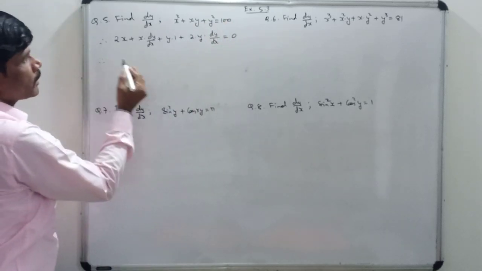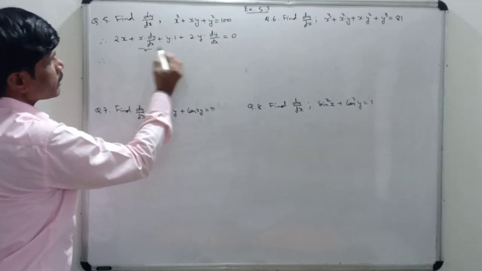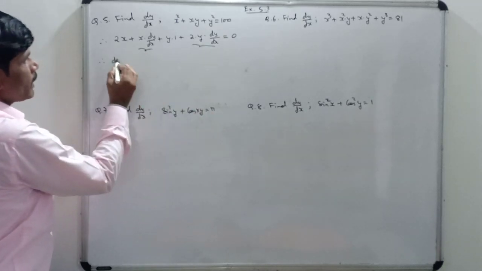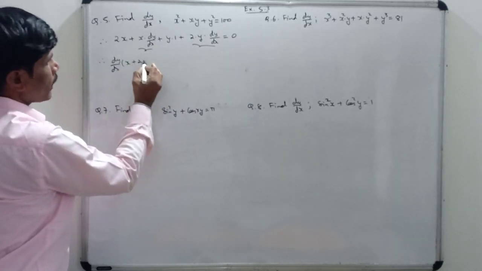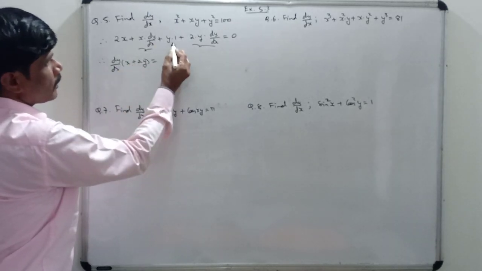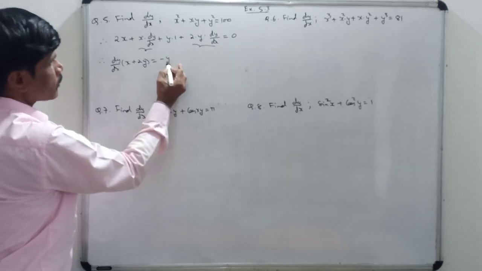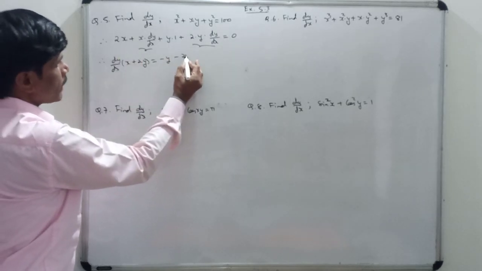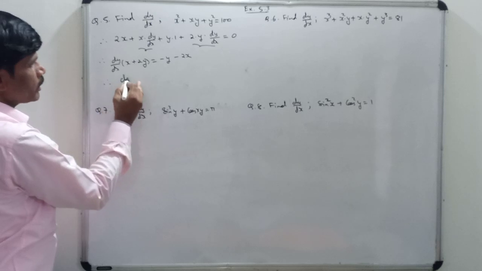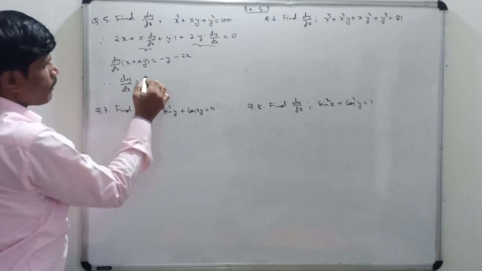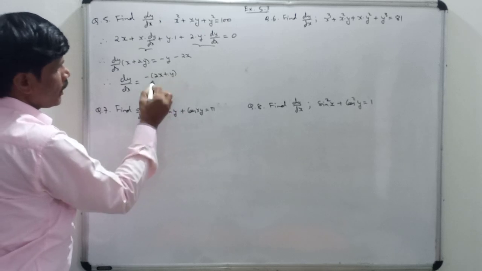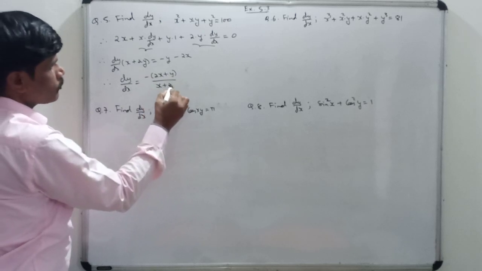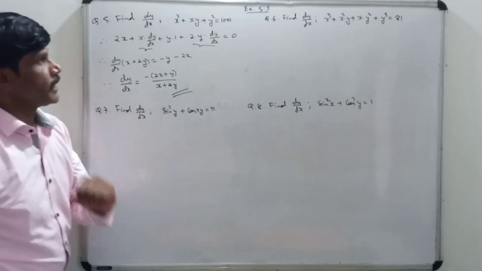So from here we have to collect the dy by dx terms one side. So dy by dx common, what will we get? Here x plus here 2y is equal to y into 1, y will go to that side, so minus y, plus 2x will go to that side, so minus 2x. We want to find out dy by dx, so dy by dx is equal to minus common from here 2x plus y upon this will be what? X plus 2y. So this is the dy by dx.